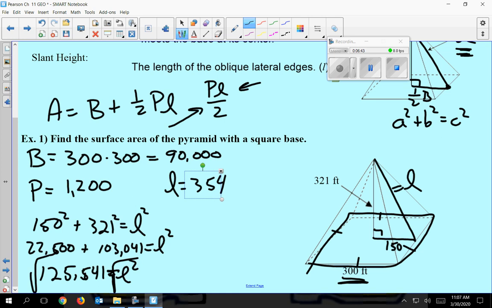and I'm going to use that and plug it back into my formula. Okay, so let's take this stuff: the surface area of the base is going to be 90,000 plus the perimeter of the base, which was 1,200, times the lateral height, which was 354, divided by 2. Okay, so don't forget about that part. Once you hit pause and do your math, let's come back and compare our answers.